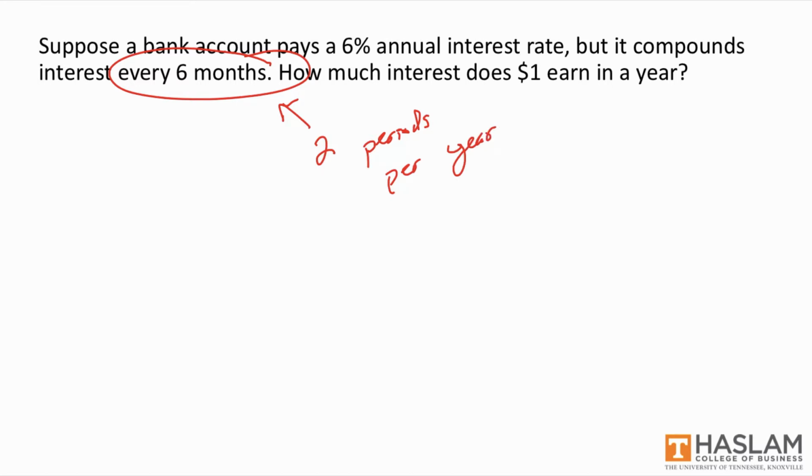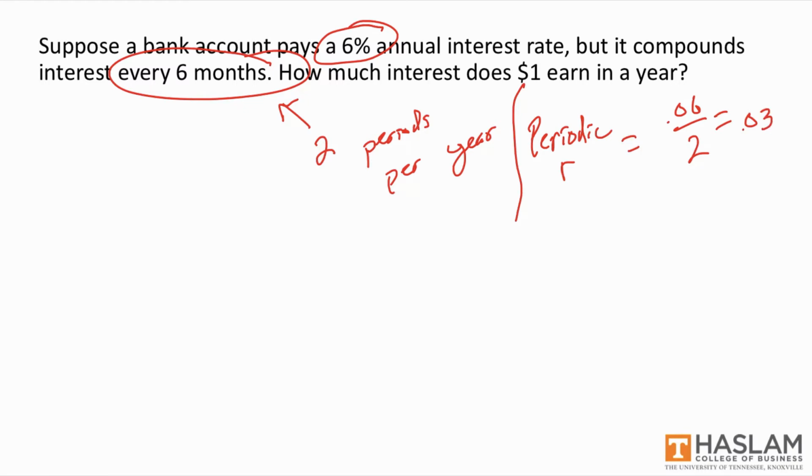Next, we need to take the annual interest rate and turn it into a periodic interest rate. And so the periodic interest rate is just the annual rate divided by the number of periods per year. So 6% divided by 2 is 3%. Now that we've done this, we can actually do some math. So let's go to a timeline.